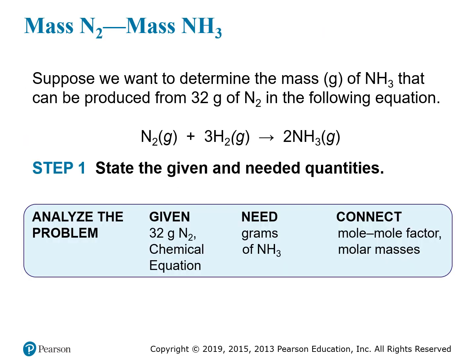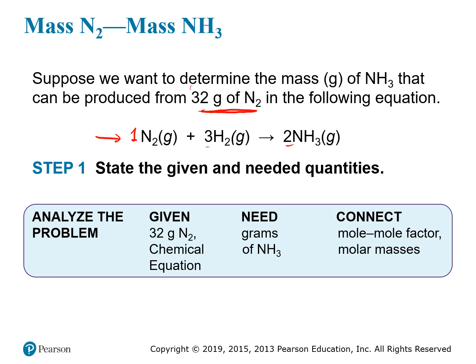It'll help if we do an example. So let's take this problem. Suppose we want to determine the mass of ammonia that can be produced from 32 grams of nitrogen gas in the following equation. You have the equation here, nitrogen plus hydrogen yields ammonia. It's 1 mole of nitrogen plus 3 moles of hydrogen yields 2 moles of ammonia.